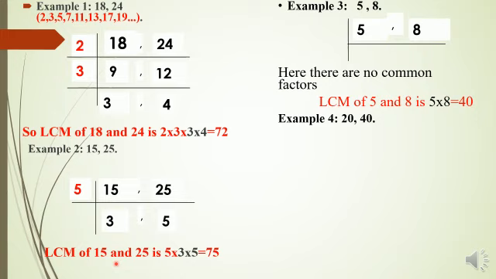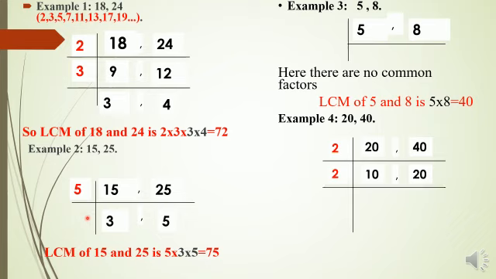Last question, 20, 40. Write 20 and 40 in a line. 20 and 40 both end with 0. We can divide it by 2. 20 divided by 2 is equal to 10. 40 divided by 2 is 20. Again, it ends with 0. We can divide it with 2. 10 divided by 2 is 5. 20 divided by 2 is 10.